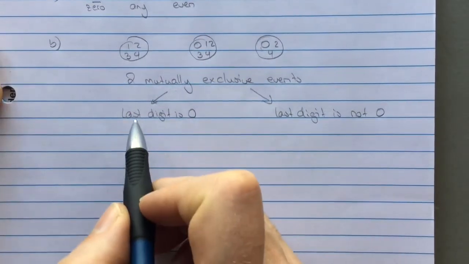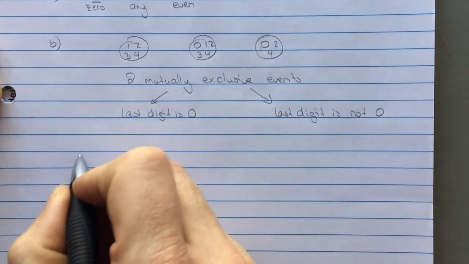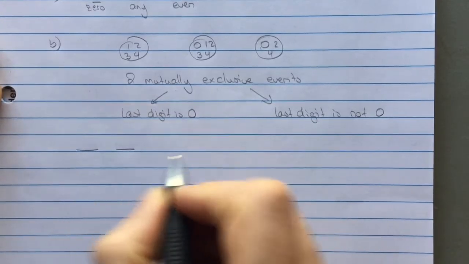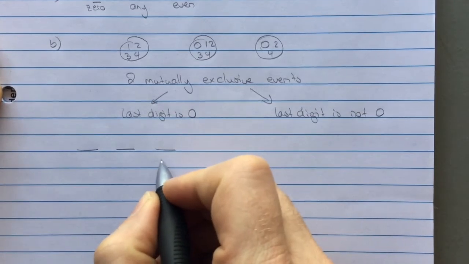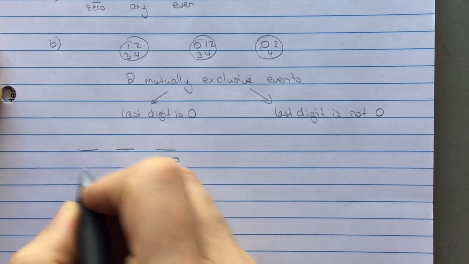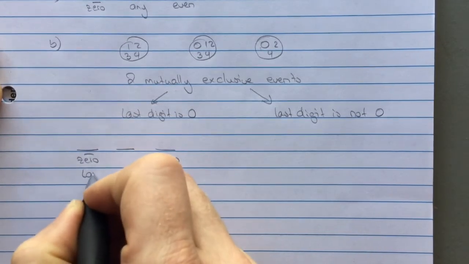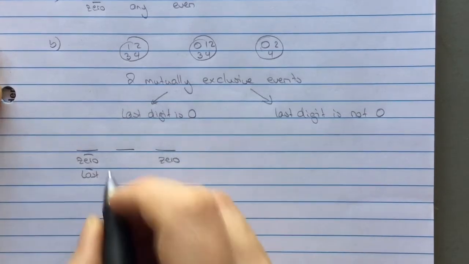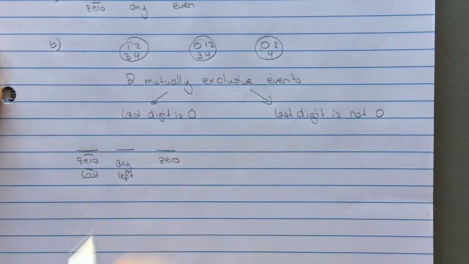So let's look at the first one here. Last digit is a 0. We have 3 different events. So here's the first digit, second digit, and the third digit. The last one is a 0, so it needs to be a 0. And the first digit can't be a 0, and it can't be the last digit either. And the middle digit can be anything that is left.